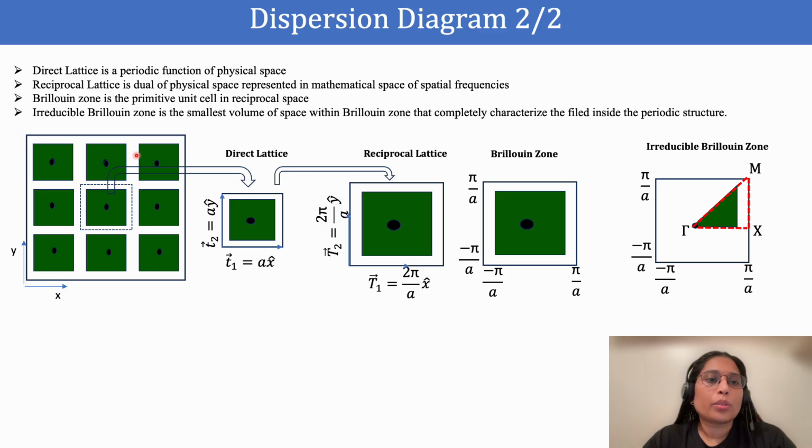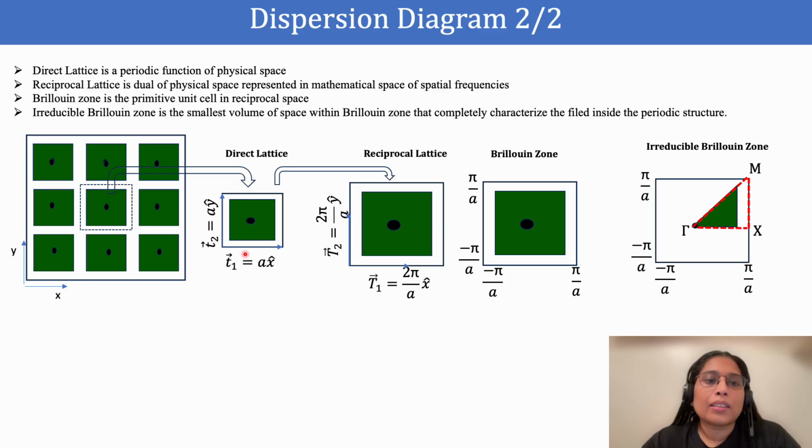For that, I'm going to consider a periodic structure like this. This is known as the direct lattice because it is a periodic function of physical space. Whatever structure we are having, we are calling it the direct lattice. For simplification of the analysis, I am going to take a unit cell from the direct lattice. So this is the unit cell from the direct lattice.